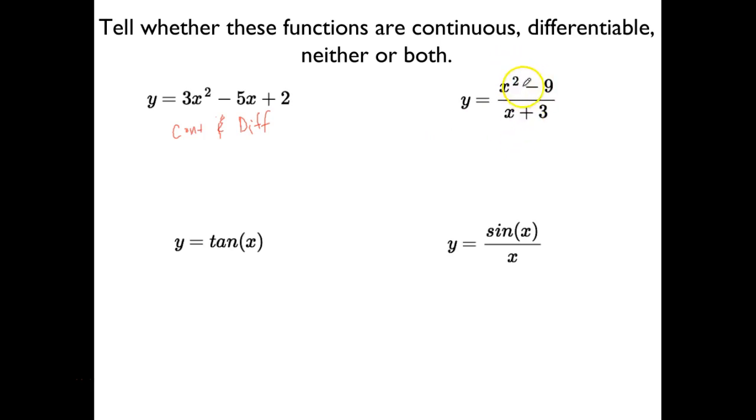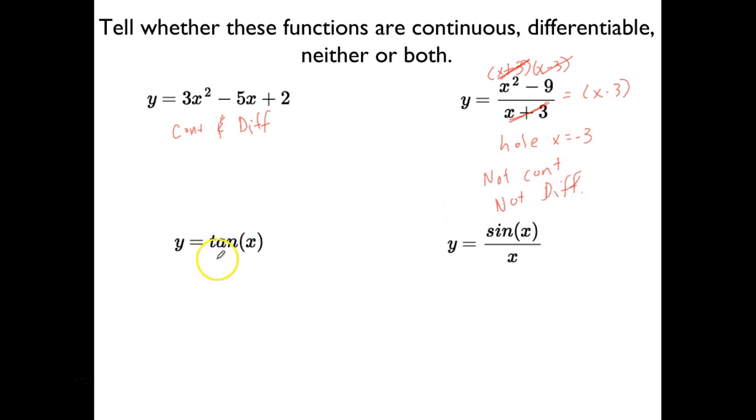Notice this is not continuous because if you were to separate this top portion, oh shoot, I canceled the wrong one out. Should be the x plus 3 cancels with x plus 3, leaving you with just x minus 3. Now, but that means that there was a hole. There's a hole at negative 3. So that means it's not continuous. And since it's not continuous, it's also not differentiable.